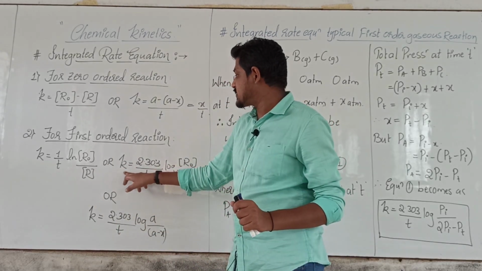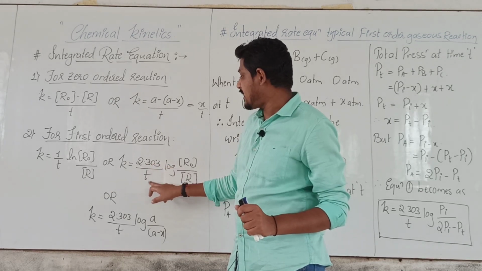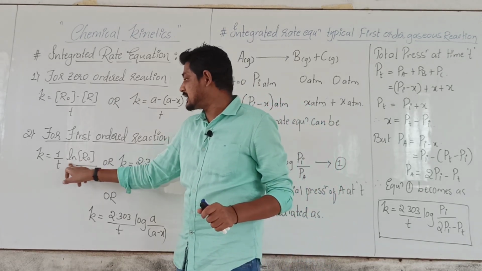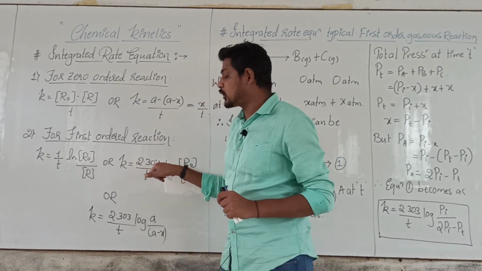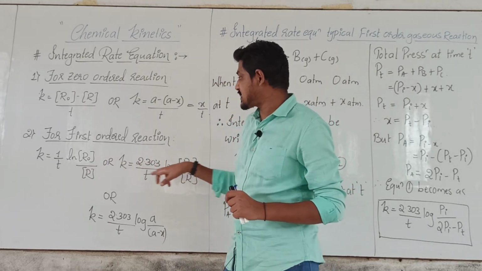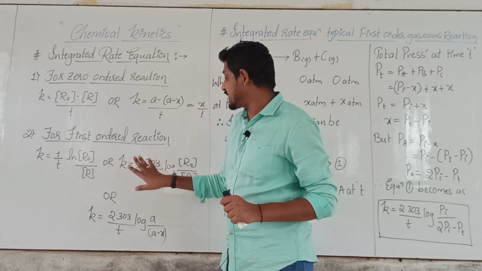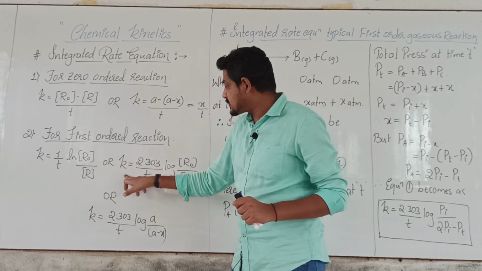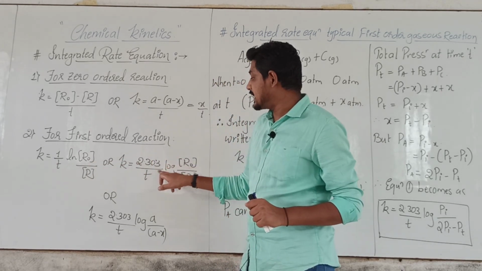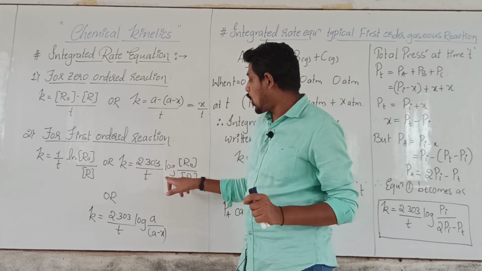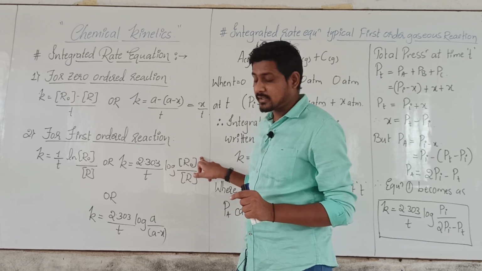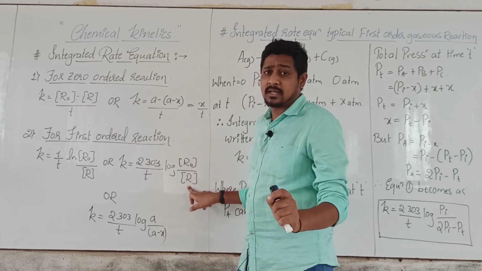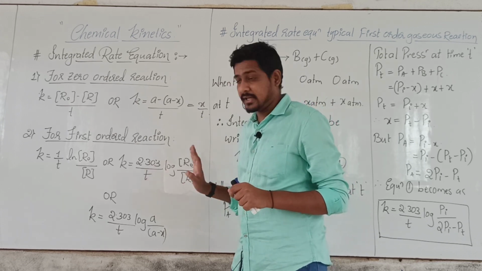Then k is equal to 2.303 divided by t. When you convert ln into log, you have to multiply by 2.303. So when you multiply this equation by 2.303, it becomes k is equal to 2.303 divided by t log of R naught upon R, where R naught is again the initial concentration and R is the concentration of the reactant at a time t.